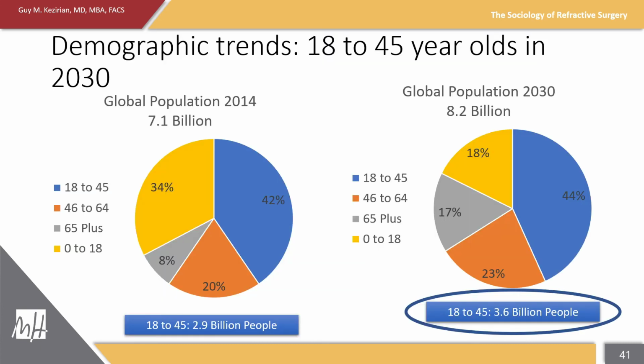So let's ask the question, what would it take? Suppose we wanted to give refractive surgery to particularly young adults, as they enter adulthood and clear up their distance vision? What would it take? Well, let's first ask, how many are there? If we look at the segment of the population which is 18 to 45, you can see that it is growing as a percentage of the overall pie, even as the pie is growing in the size of the human population. By the year 2030, there will be 3.6 billion people in that demographic from 18 to 45 years old.